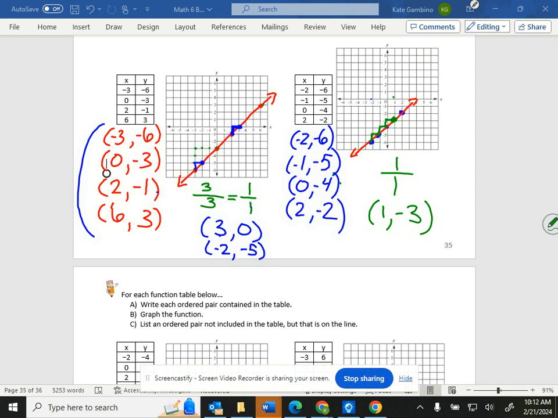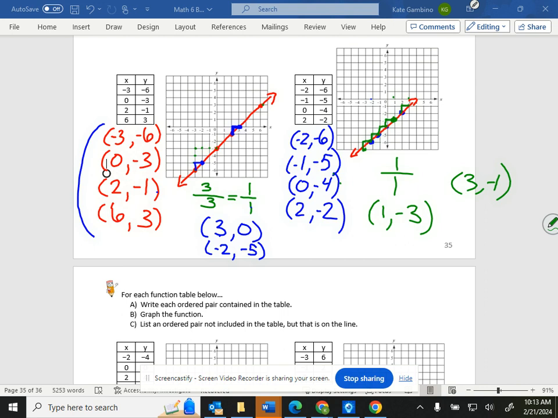I could have gone up to 2, -2 and gone up 1/1. I said, okay, 3, -1. Or I could have gone this way and said -3, -7. They're all on that line. It's all that 1/1 slope. Is it making a little more sense now?